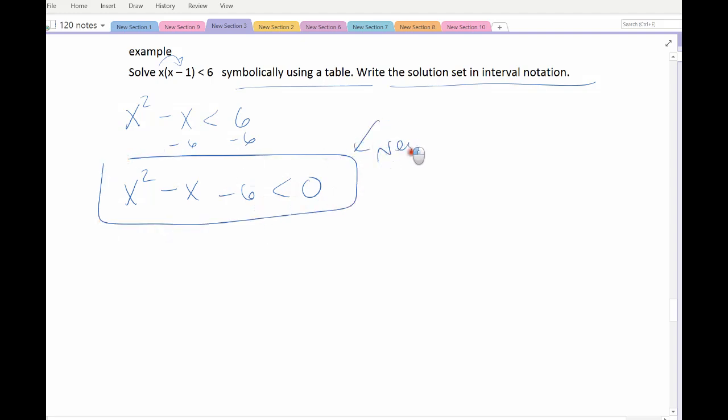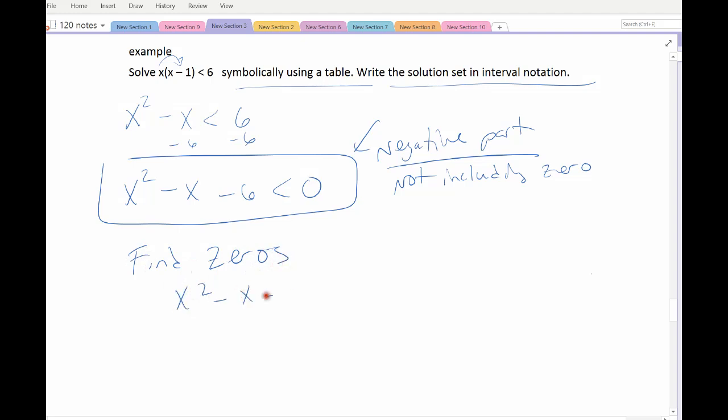This is asking me for the negative part. All right, not including 0. So 0 will be my boundary, but I will not include it, so it means I'll use parentheses, not brackets. So the first thing we do is find those zeros, find those boundaries.